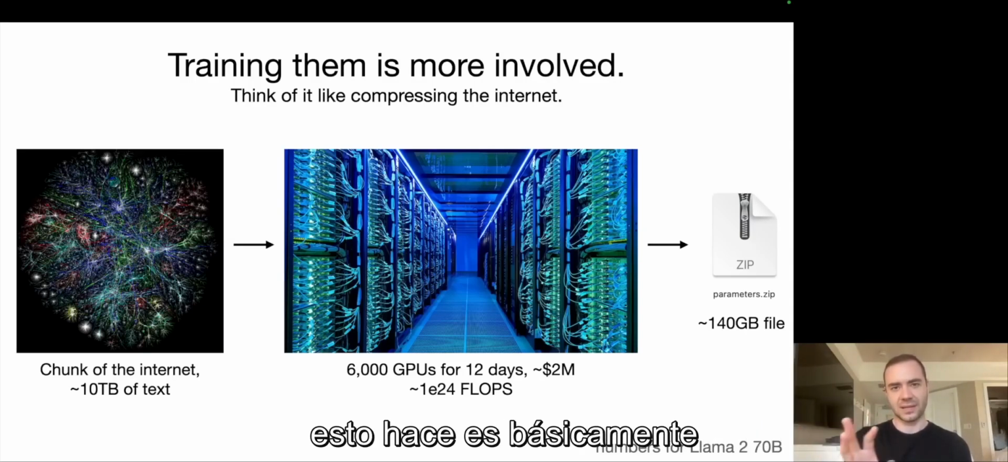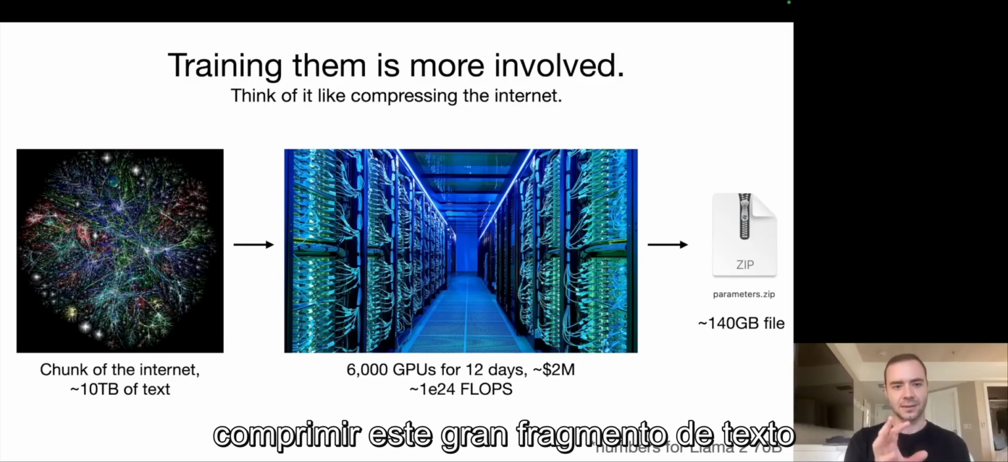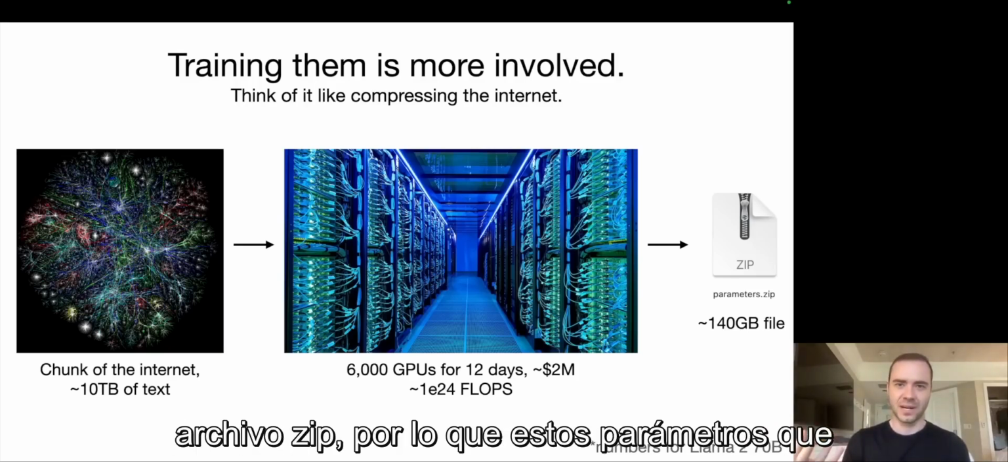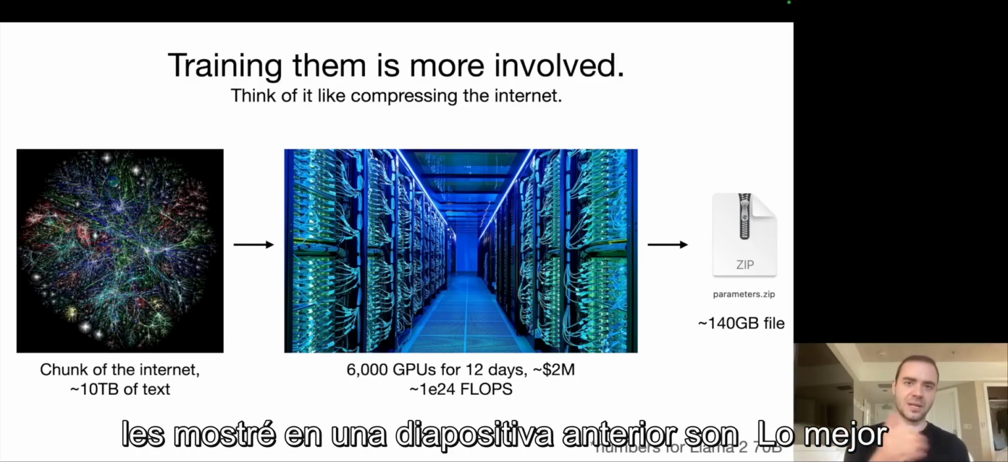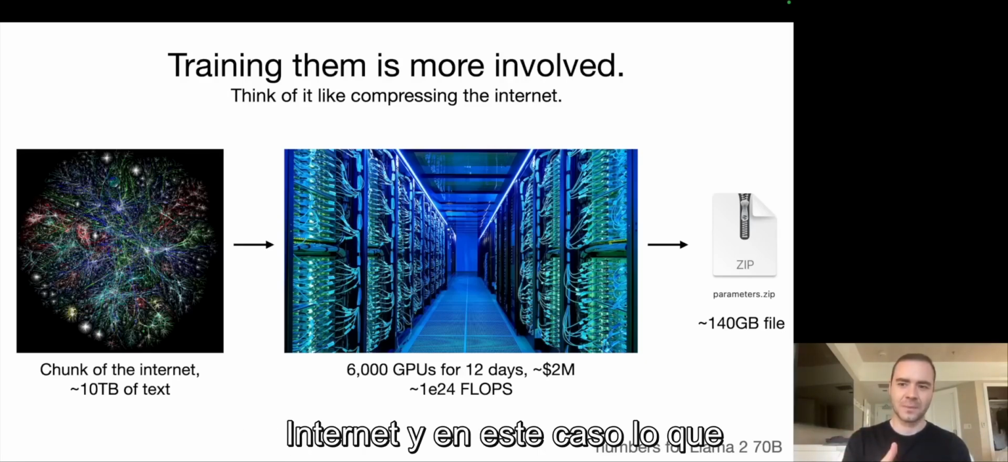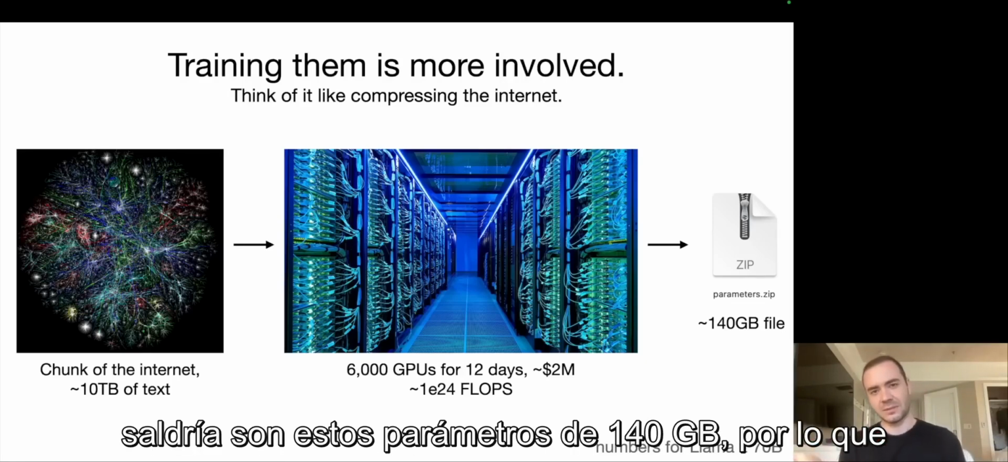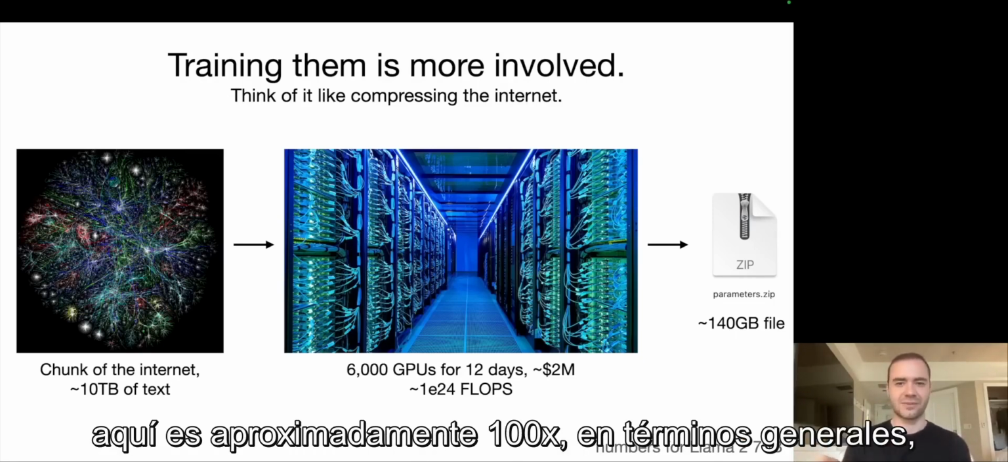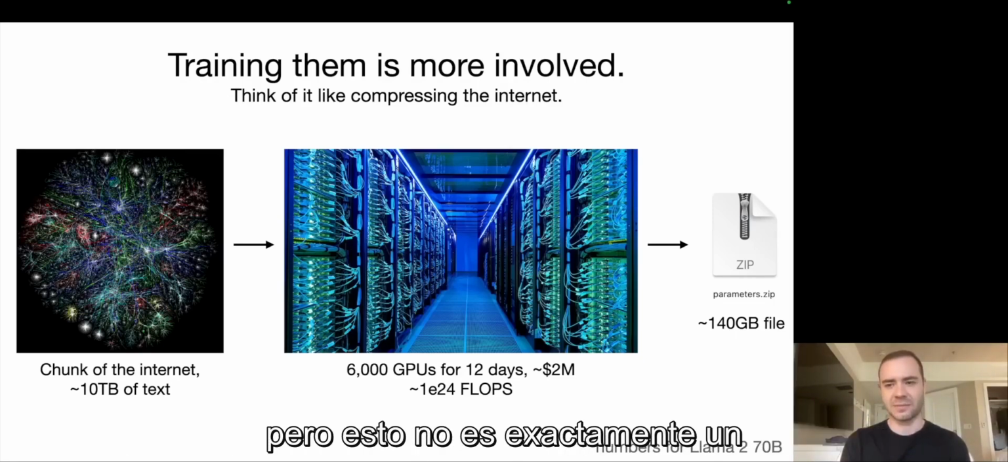And what this is doing is basically compressing this large chunk of text into what you can think of as a kind of zip file. So these parameters that I showed you in an earlier slide are best thought of as a zip file of the internet. And in this case, what would come out are these parameters, 140 gigabytes. So you can see that the compression ratio here is roughly 100x, roughly speaking.